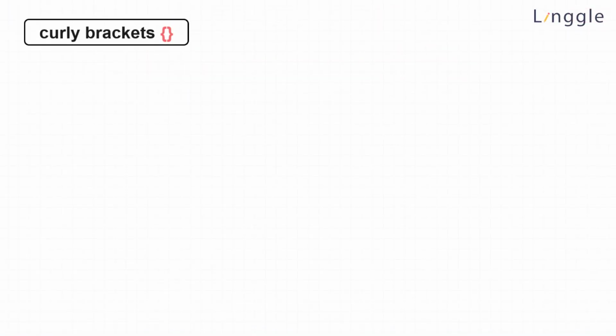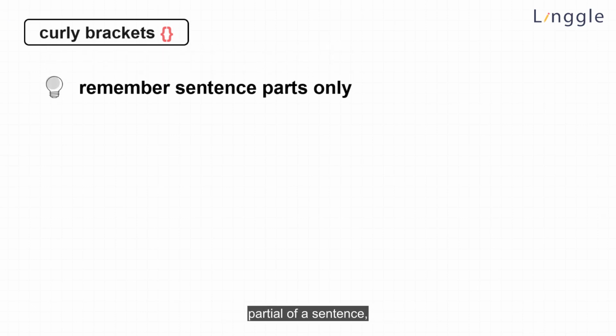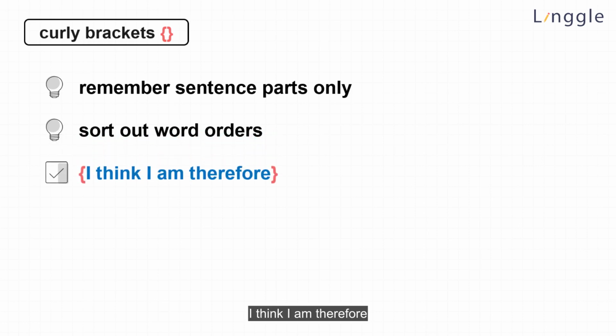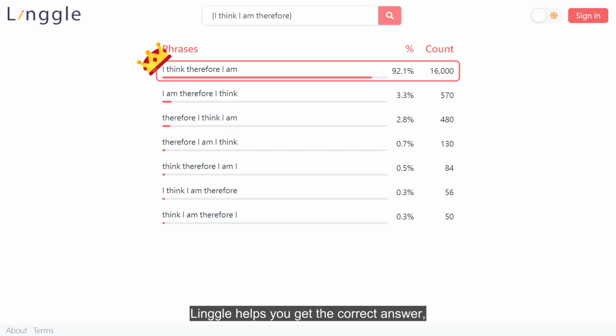Curly brackets. Sometimes we remember the partial of a sentence, but don't know the exact ordering of those words. You can use this syntax command to sort out the order of words and also find out the complete sentence. For example, in the previous video, we used curly bracket I think, I am, therefore curly bracket to find out what exactly the famous French philosopher René Descartes has said. Linggle helps you get the correct answer. I think, therefore I am, by using the curly bracket syntax command.